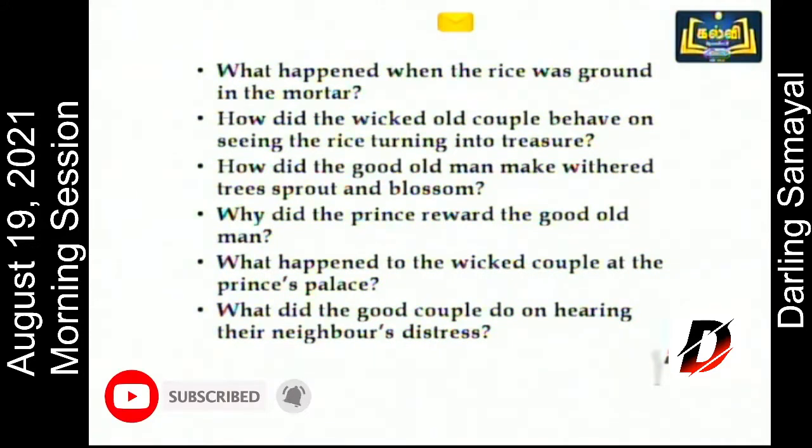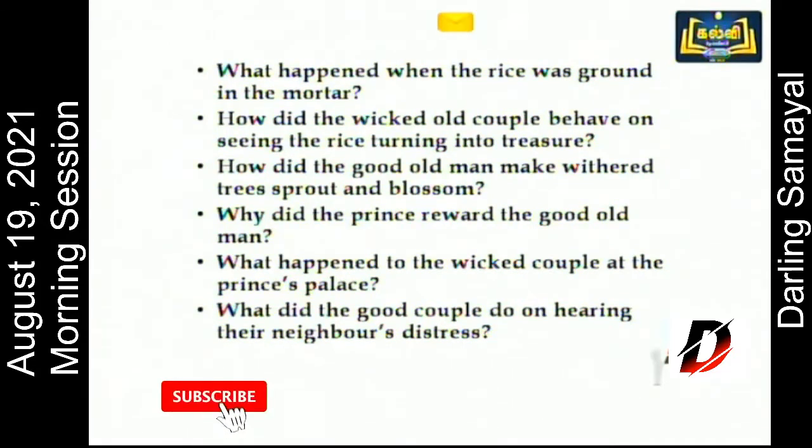What happened when the rice was ground in the mortar? When the good old man started putting in grains and rice, it became gold as well as silver. How did the wicked old couple behave on seeing the rice turning into treasure? He got angry and jealous. That's why he borrowed the mortar again, and nothing came of it.